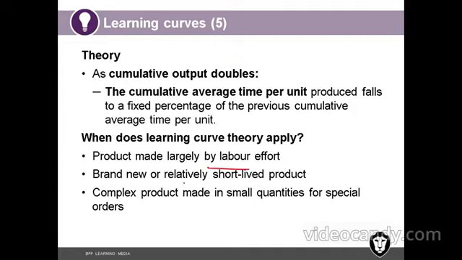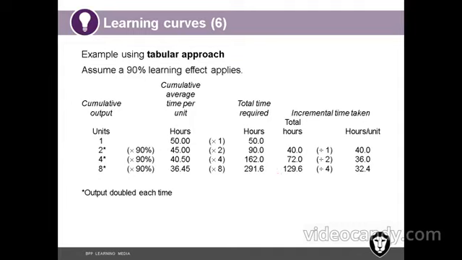Labor, brand new or relatively short-lived products, complex product. See, if the task is more complex, then there is more room for learning. Then you will become faster. If it is a more straightforward, simple process, there is nothing much to learn. You will not be able to observe the learning curve effect. So, complex product made in small quantities. The tabular approach: you can see production doubles to 4, 8. Look at the average time, cumulative average time, 90%. Yeah, then you can find the total time and everything after that.